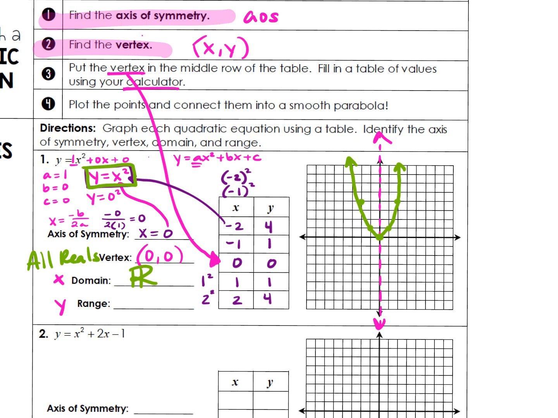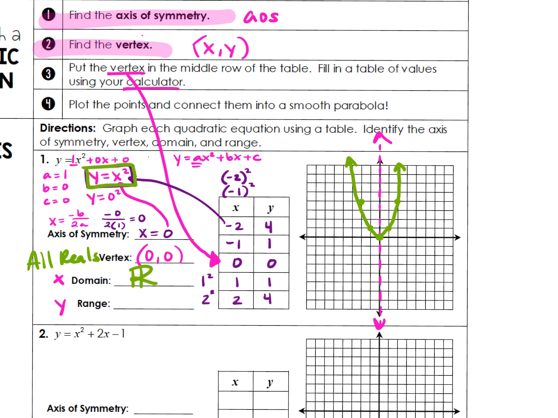You want to know a secret? That won't ever change. It will always be all real numbers. You can always plug anything in for these X values for the ones that we're going to do right now. What will change is the range. Okay, so now look at your graph. The range is your Y values. What is the lowest Y value on this graph?